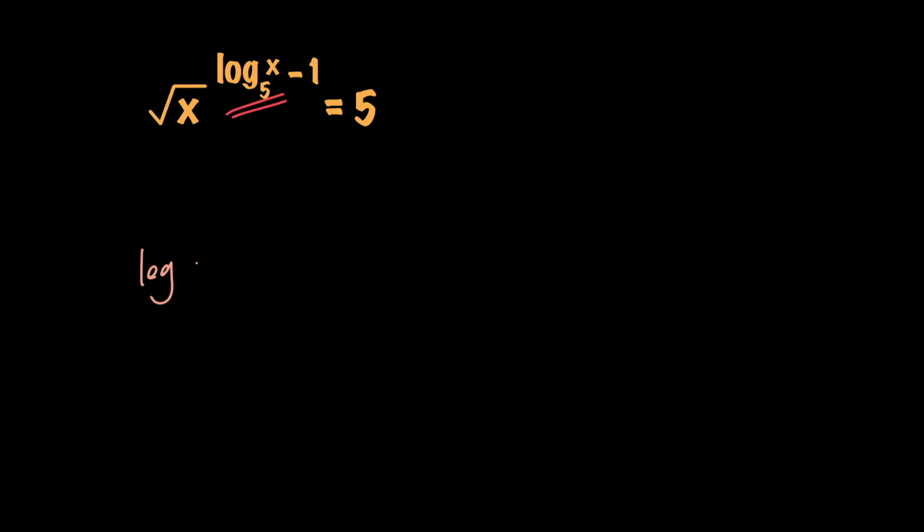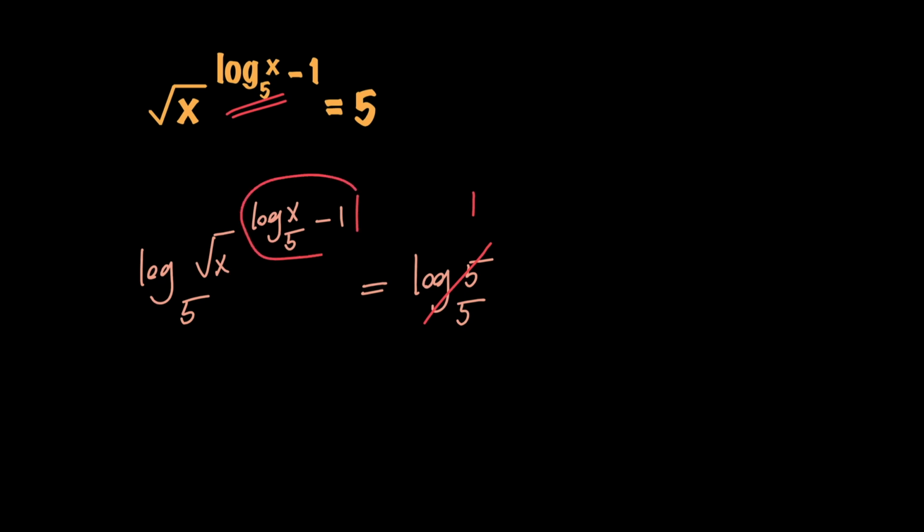We're going to have a log of root x to the power of log x with base 5 minus 1 with base 5 equals log 5 with base 5. Cool. Now, if you look at this, you can see that this is 1. And on the left-hand side, we have log of something to the power of something. Therefore, we can use the power rule and take this and bring it in front.